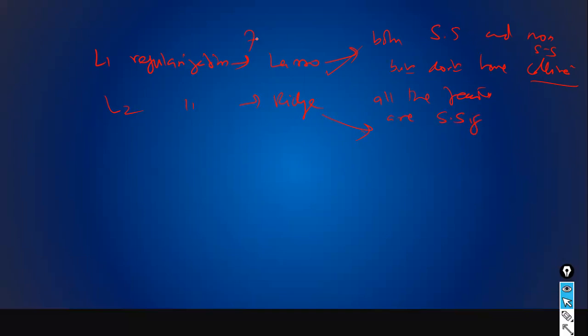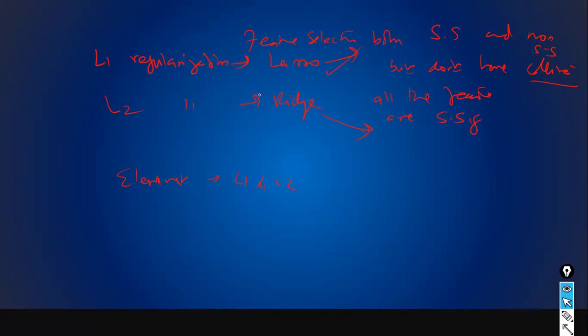Lasso is for feature selection, but it doesn't address the collinearity. Whereas ridge addresses the collinearity, but it is not doing the feature selection. And the last one is elastic net. It is a hybrid of both L1 and L2. So if they ask you when to use L1 and when to use L2, you can tell it this way.